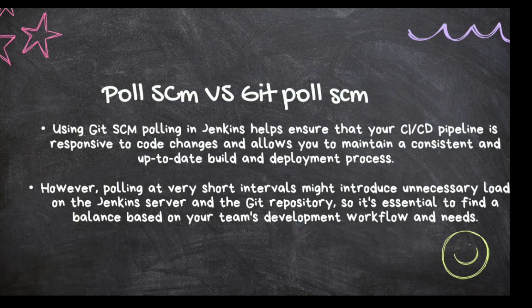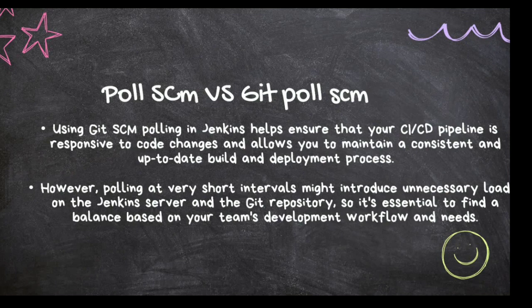Based on that, it will push the change event into the Jenkins machine. So the huge difference between Poll SCM and Git SCM is that Jenkins is triggered based on that Git repository. Poll SCM is a more generic term that can apply to any version control system, but Git SCM polling is tailored for a Git repository within Jenkins.